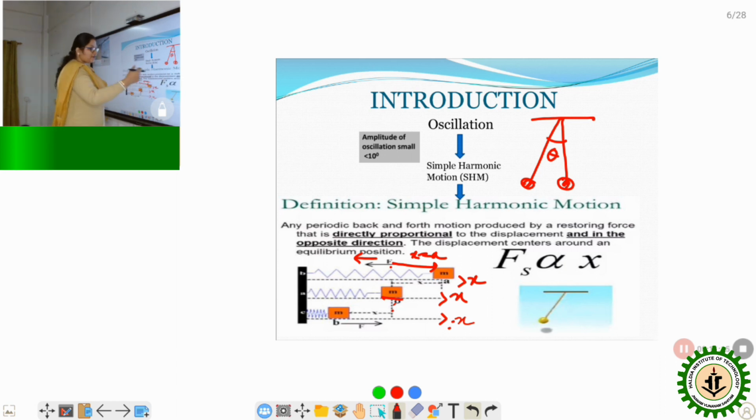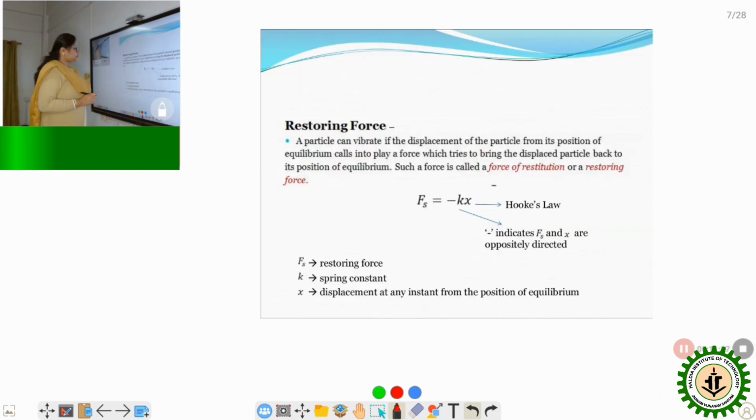In the next slide also you can get a clear picture. From the simple harmonic definition we get one definition, that the restoring force is proportional to its displacement. So if the restoring force is proportional to displacement, and we want to avoid the proportional term and see an equal sign, then what do we do? We incorporate a constant.